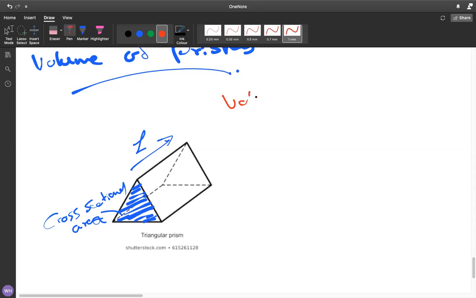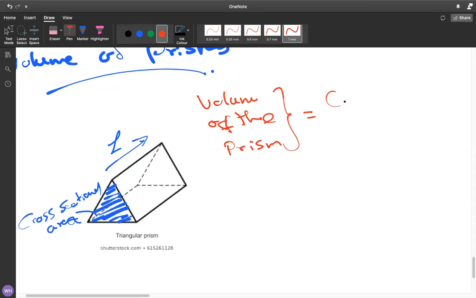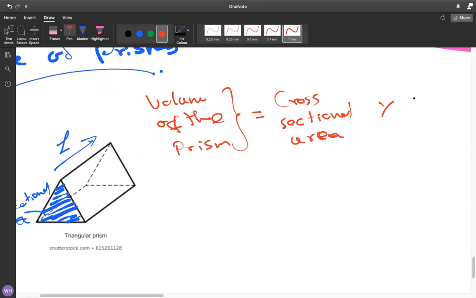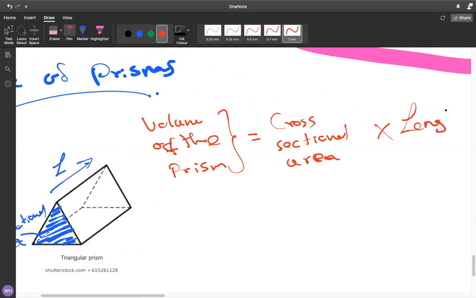Then volume of the, not cylinder, prism equals cross sectional area times the length.